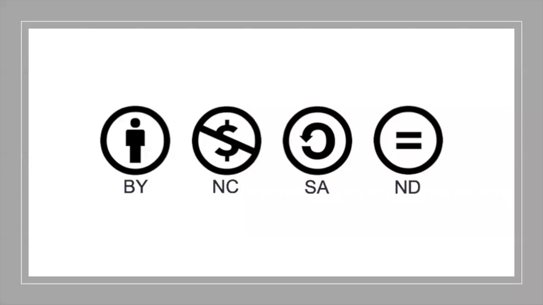There are 4 license elements to a Creative Commons license. The first, BY, stands for attribution. The person inside the circle denotes that you need to attribute the person who created the work.